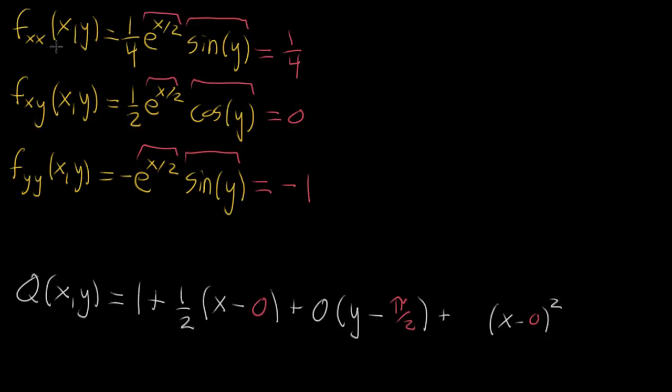And that something is whatever the partial derivative with respect to x twice is, which is 1/4. So we go ahead and plug in 1/4. And then for the mixed partial derivative, I'll put it down here. It'll be something multiplied by x minus its constant, and then y minus that pi halves. And that something is the mixed partial derivative, which in this case is 0.